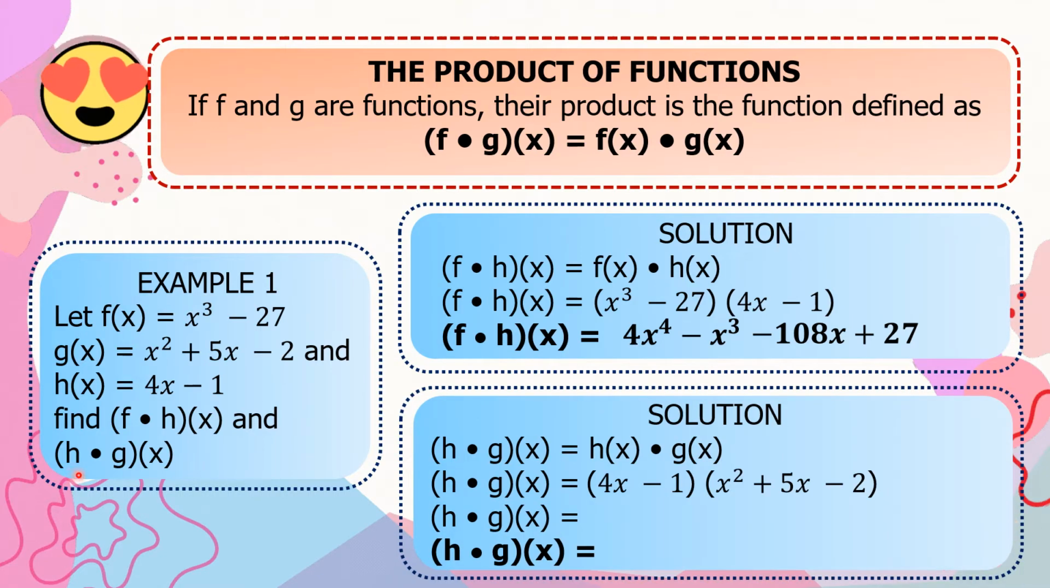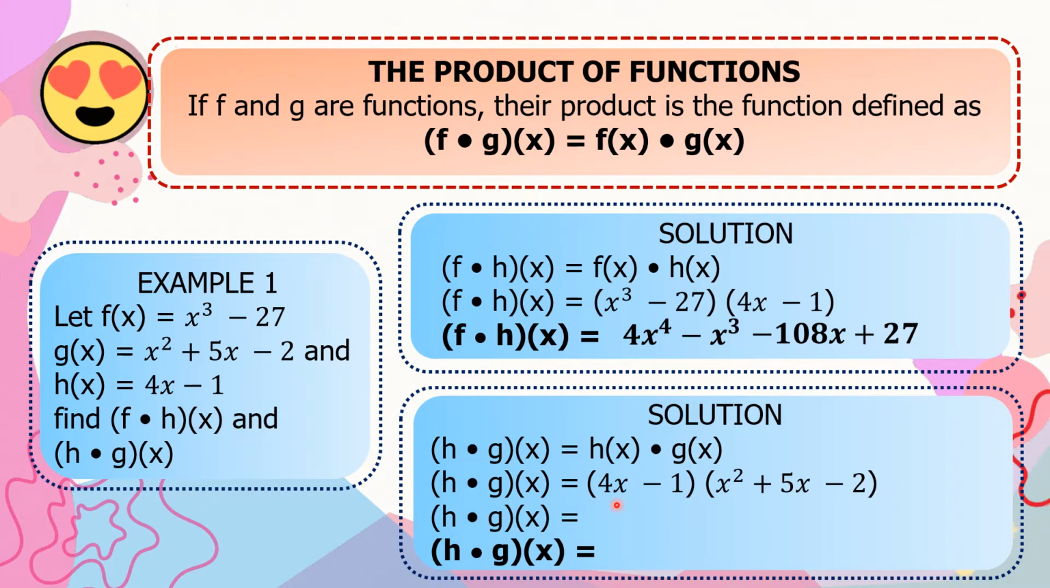Next is yung h times g of x naman. So, isulat natin ang formula. H times g of x is equal to h of x times g of x. Again, we write h times g of x equals, palitan na natin yung h of x at g of x ng kanyang value. So, yung value ng h of x is 4x minus 1 times yung ating g of x naman ay x squared plus 5x minus 2.